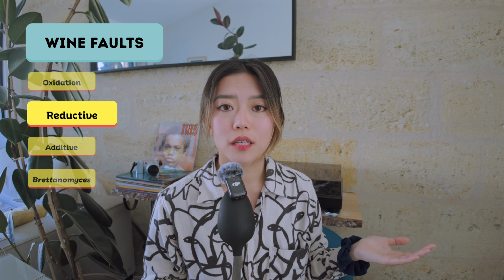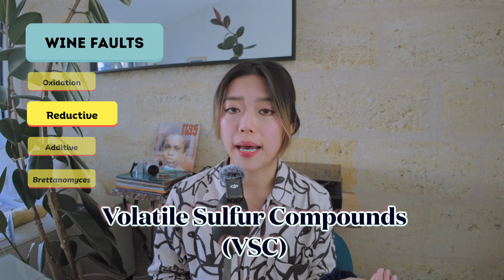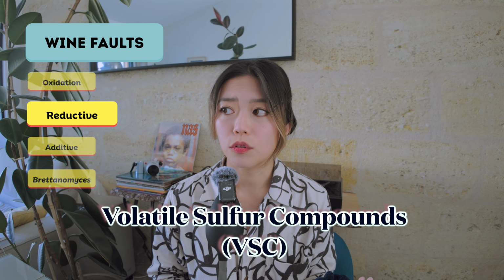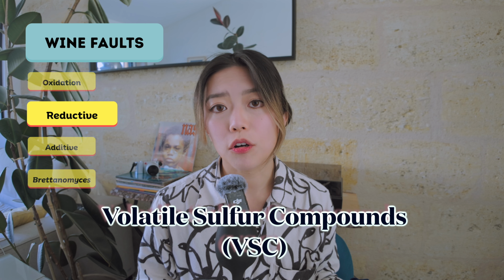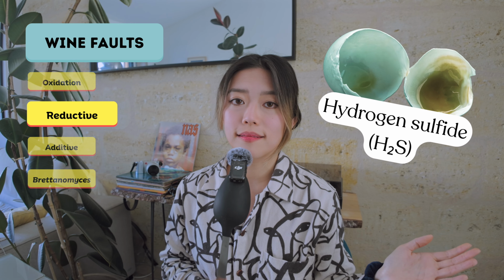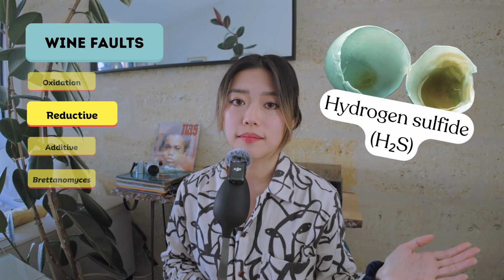Reductive type of fault. So reductive is the neighbor of oxidation. It's actually caused by a variety of volatile sulfur compounds, VSC, not referring to Victoria's Secret campaign, but volatile sulfur compound. VSC occurs during winemaking and pre-packaging process. Rotten egg, the hydrogen sulfide, the H2S.